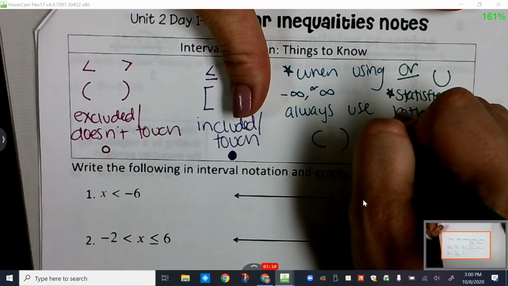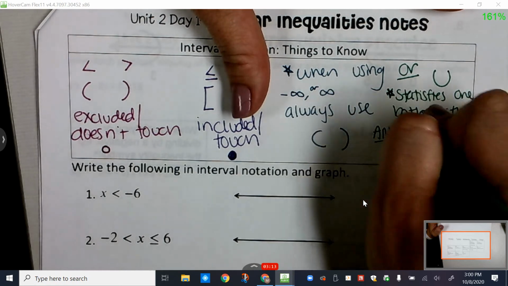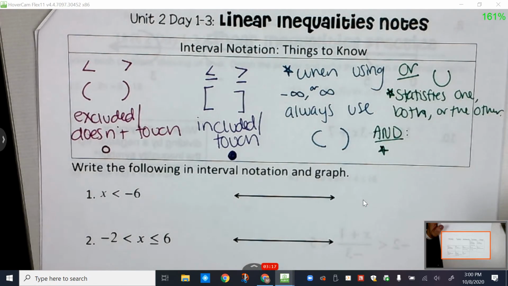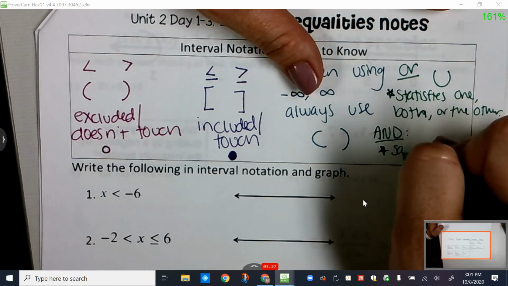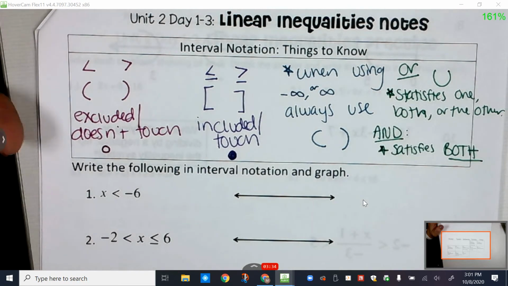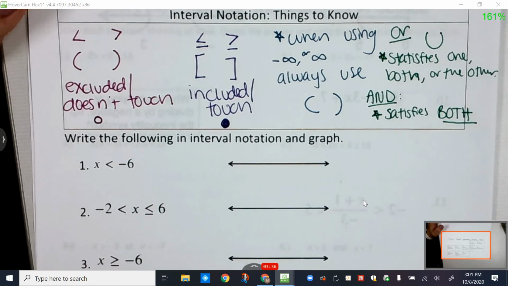If I say and, so if I say you have to do your homework and go to the basketball game, then you have to do both. It satisfies both. Like I said, that will make more sense as we go.